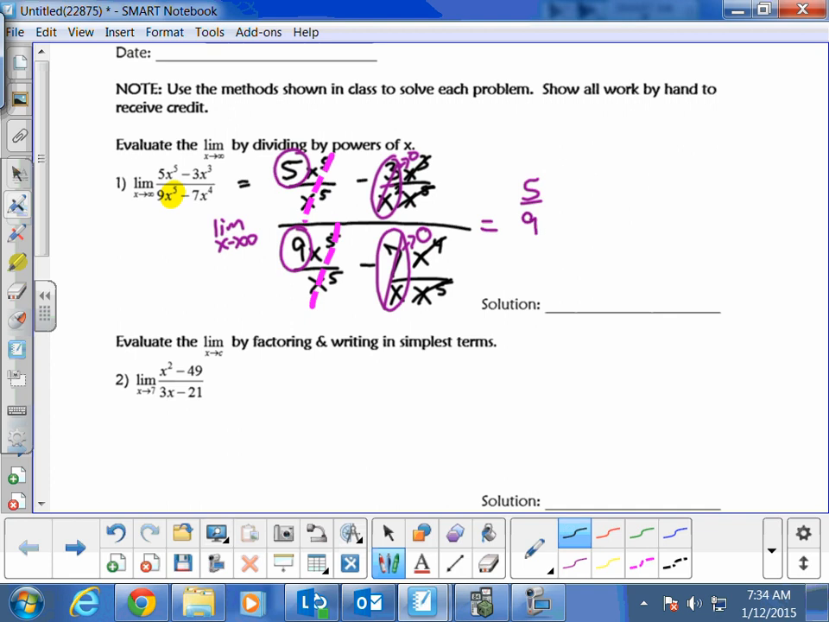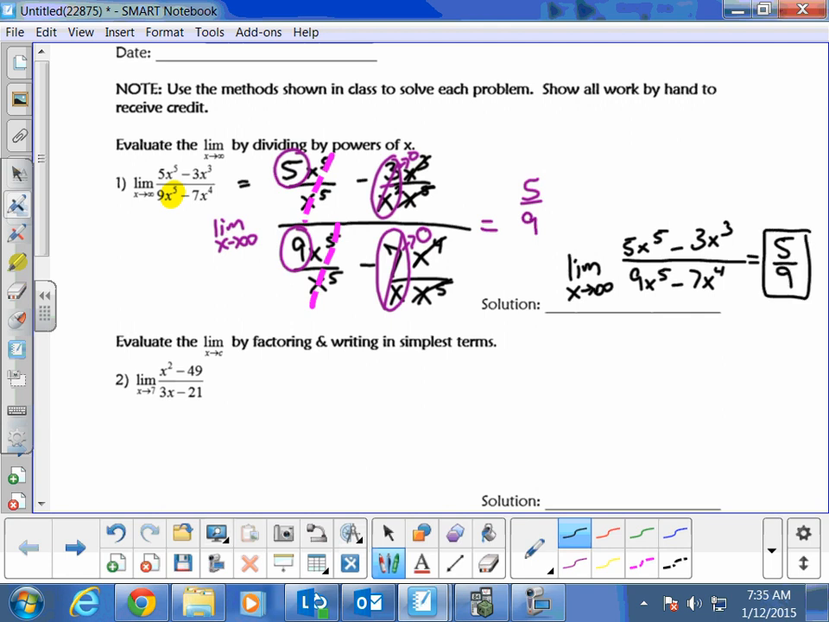So when I write it down, the limit as x approaches infinity of 5x to the fifth minus 3x cubed divided by 9x to the fifth minus 7x to the fourth, you find out the answer is 5 over 9. And that is what you put down as a solution. Now let's go ahead and move on to the next one.